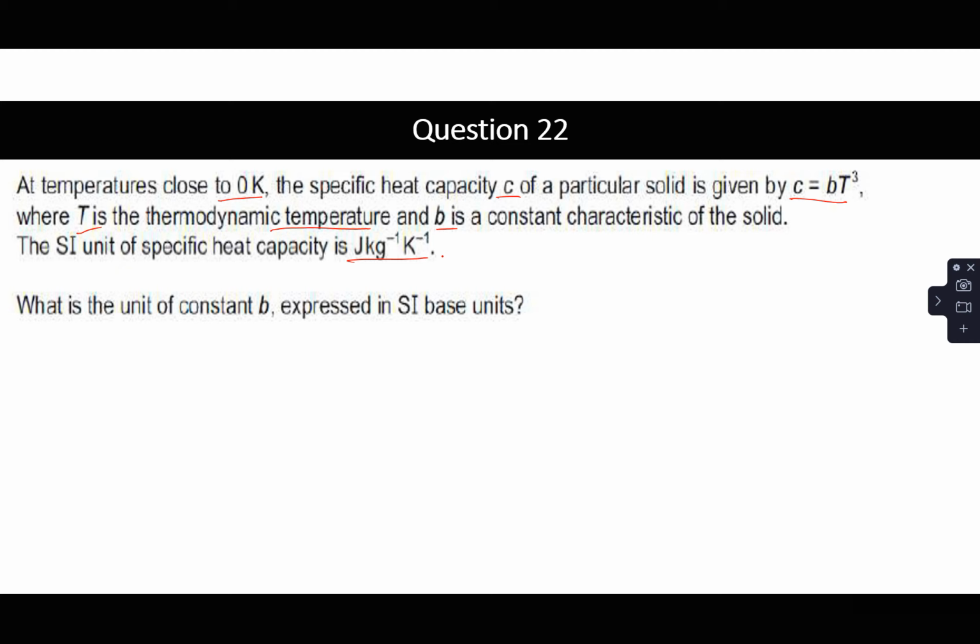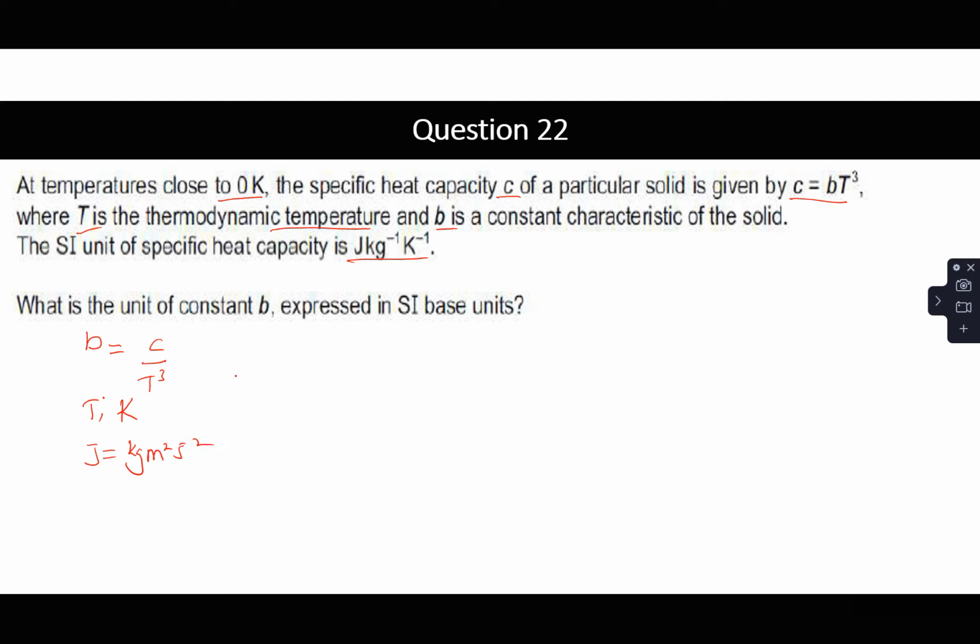So C is the specific heat capacity, and we want the SI base units of B. Let's make B the subject very fast. B is going to be equal to C divided by T power 3. T is temperature, which is in Kelvin. C, specific heat capacity, is joules per kilogram per Kelvin. But remember, the joule is energy, which is equal to kilogram meter squared per second squared.